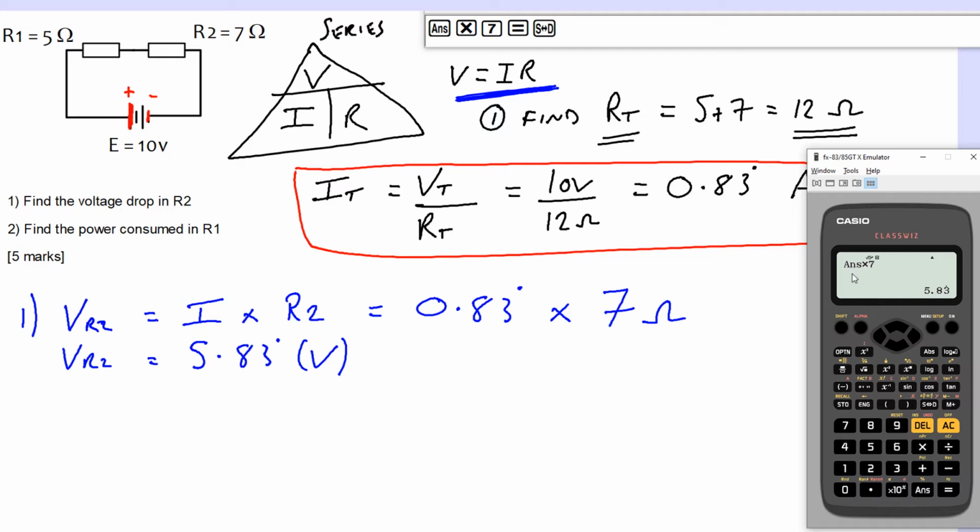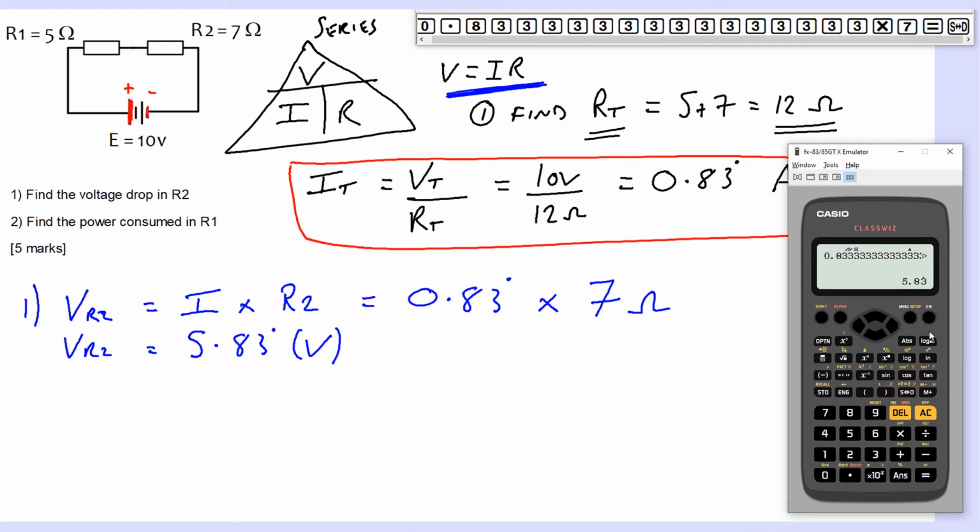It's all very well using answers stored in your calculator. It's great if you're sure that they're there, but sometimes it's best to type them out again just in case. Depends how confident you are that the answer is still in the memory. So just to double check, I'm going to do 0.83 recurring, so do as many 3s as I can, times 7 ohms. And it gives us 5.83 volts. So we know we've done that right.